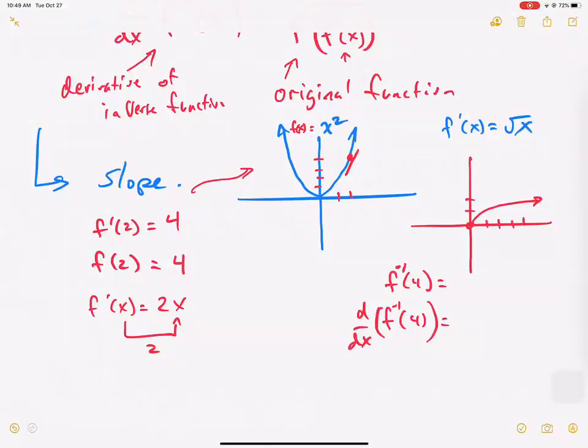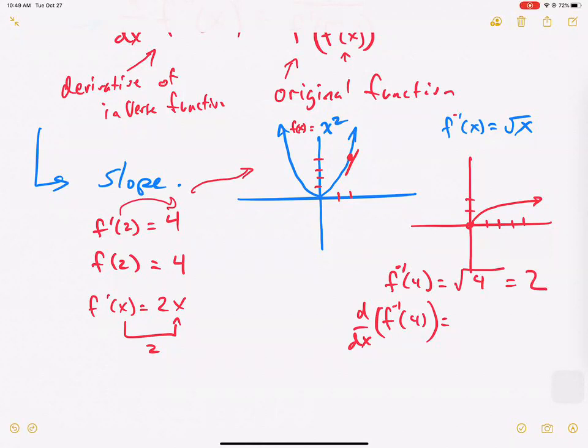Oh, whoops, that's inverse here. Sorry about that, guys. That wasn't prime, that was inverse. So in this problem, this would be the square root of 4, which is 2. And would you agree with me, 2 becomes 4, so the inverse, 4 becomes 2. It brings you backwards. That's what an inverse function does.